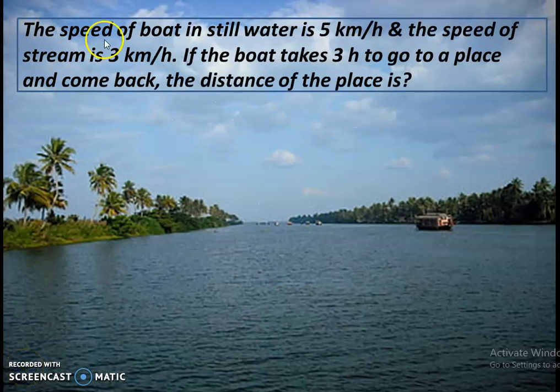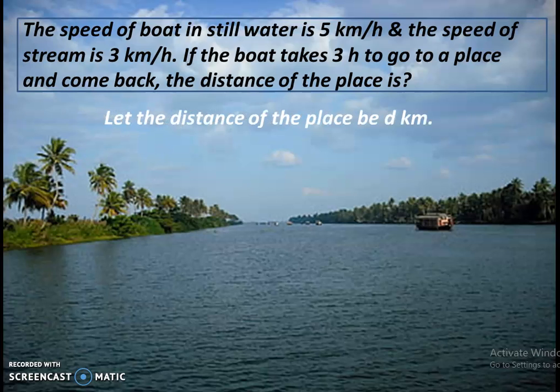Now the next question is, the speed of boat in still water is 5 km per hour and the speed of stream is 3 km per hour. If the boat takes 3 hours to go to a place and come back, the distance of the place is. So here we need to calculate the distance of the place. So first assume that the distance of the place be d kilometers, right? Now the speed of boat in still water and speed of stream both are given. So we can calculate the downstream speed. Downstream speed will be 5 plus 3, that is 8 km per hour.